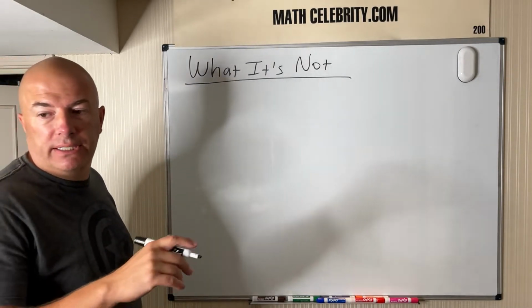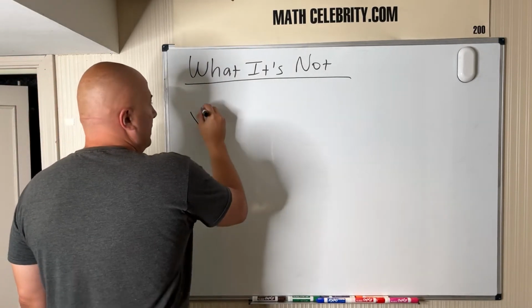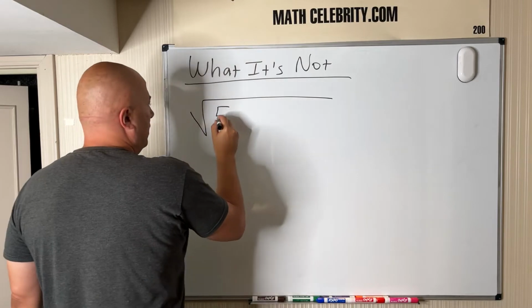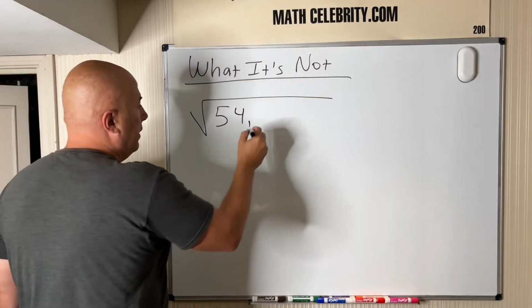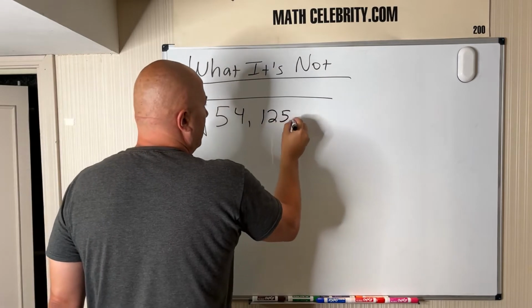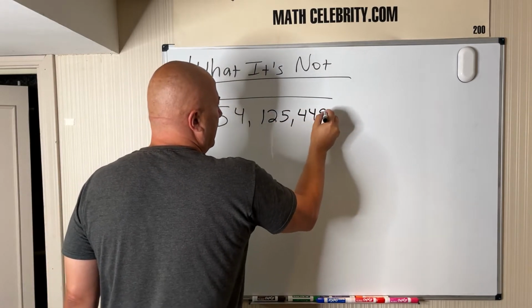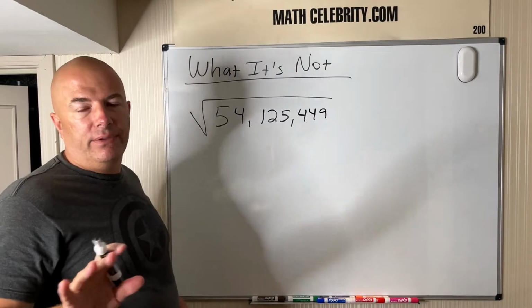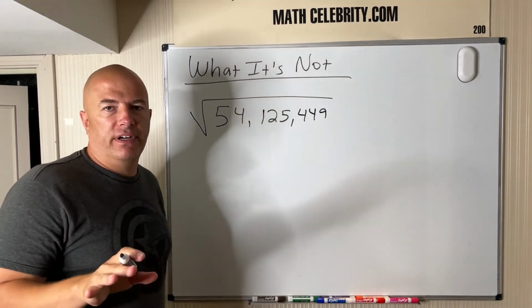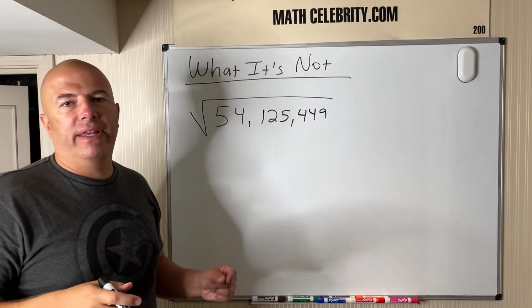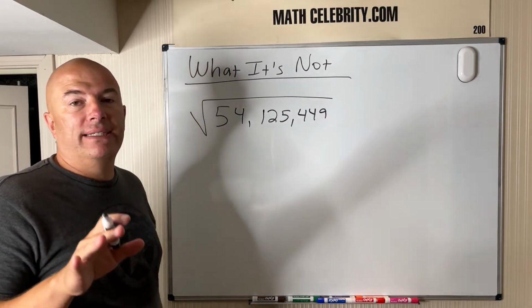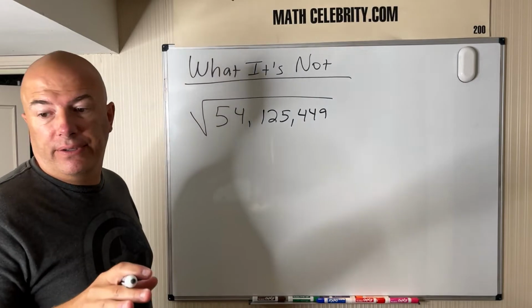So to start, we're going to take a math problem and we're going to say, what is the square root of 54,125,449? Now let's assume that you can't use a calculator, and I'm going to do this for a very good reason. Some of you may be saying, but Don, I got a calculator, I could figure that out right away. There's a point to this exercise for not using the calculator.